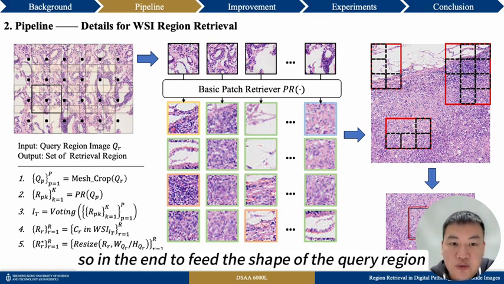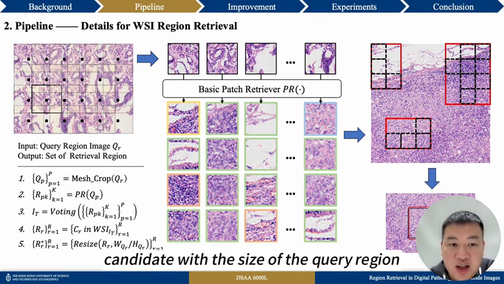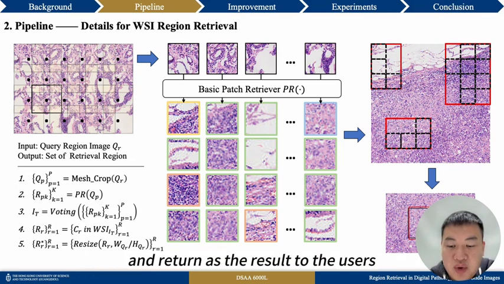So in the end, to fit the shape of the query region, we will reshape the region candidate with the size of the query region and return it as the result to the users.